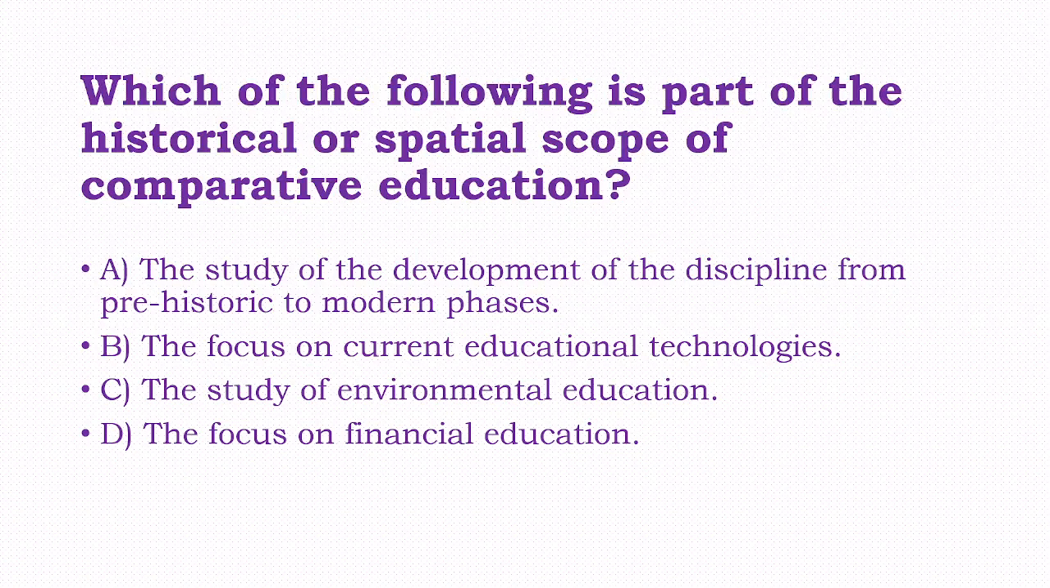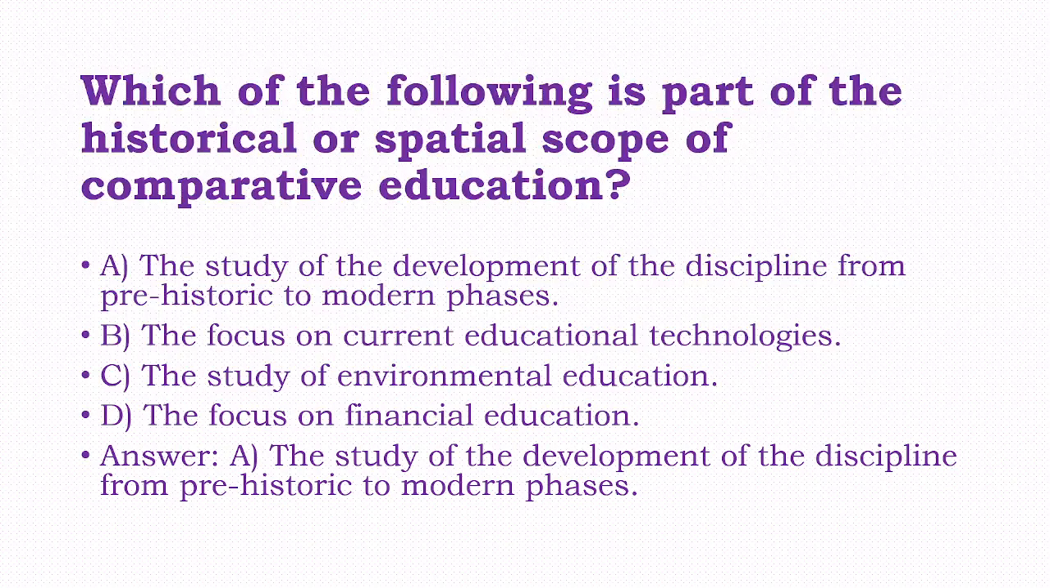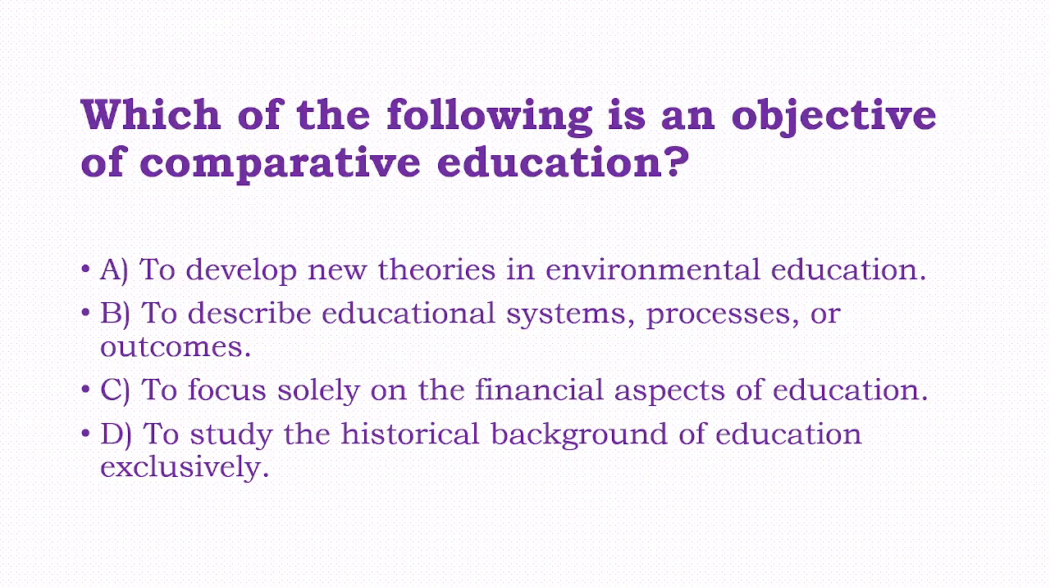Which of the following is a part of the historical and spatial scope of comparative education? Option A, the study of development of discipline from prehistoric to modern phases; B, the focus on current educational technologies; C, the study of environmental education; D, the focus on financial education. Answer of this question is option A, that is the study of the development of the discipline from prehistoric to modern phase.